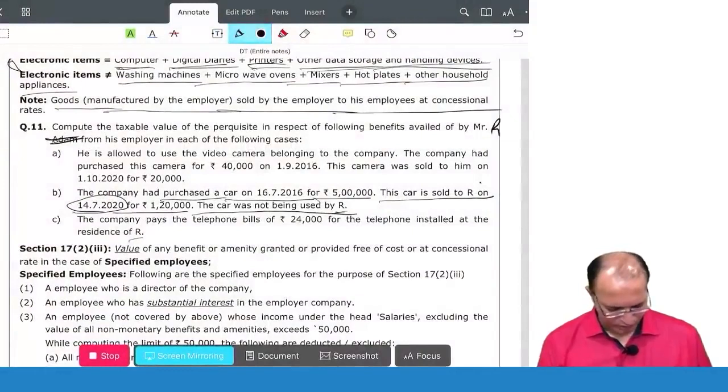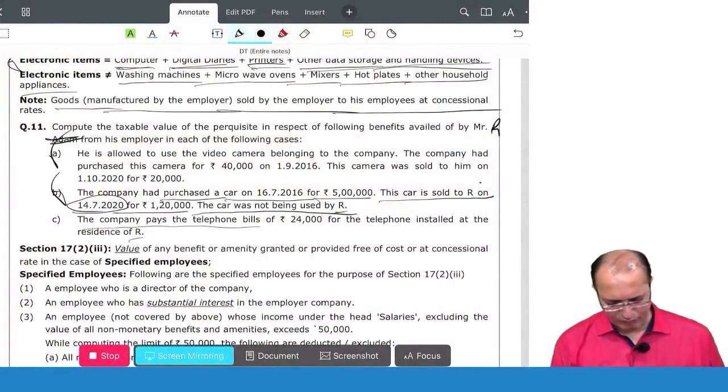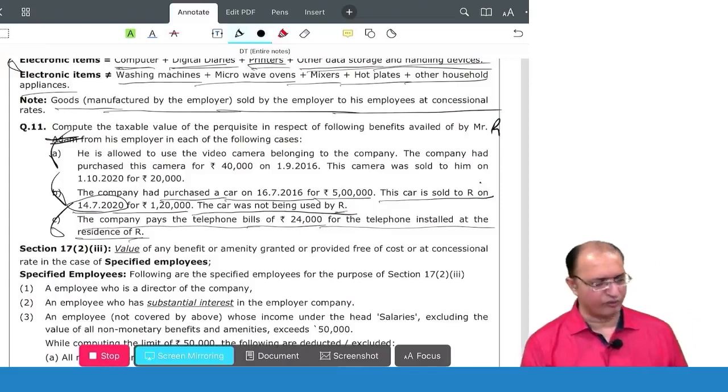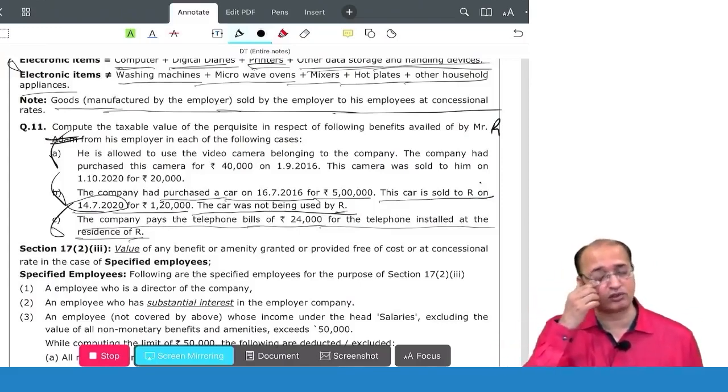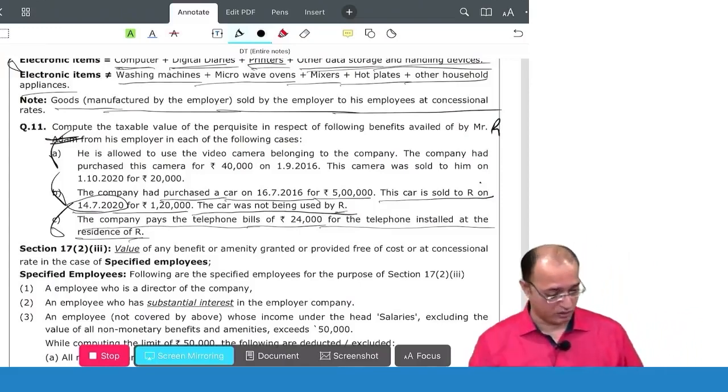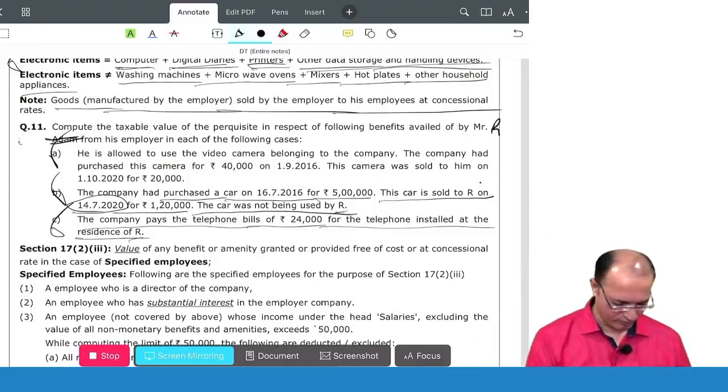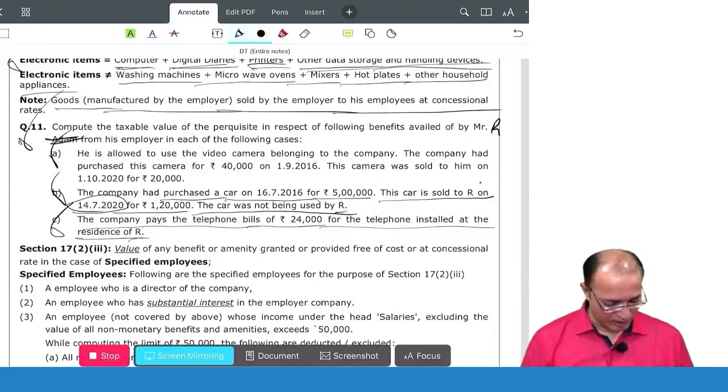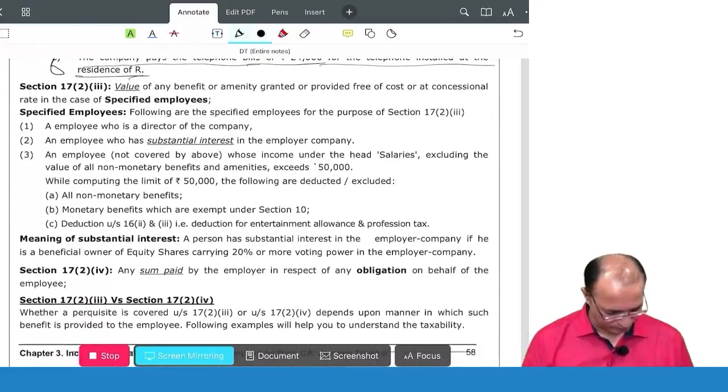Yes. So along with point A, point B is also over. Point C is very simple. Company pays a telephone bill of 24,000 for telephone installed at the residence of our telephone facility. Use of telephone is totally exempt from tax. No tax at all. So question number 11 is over.